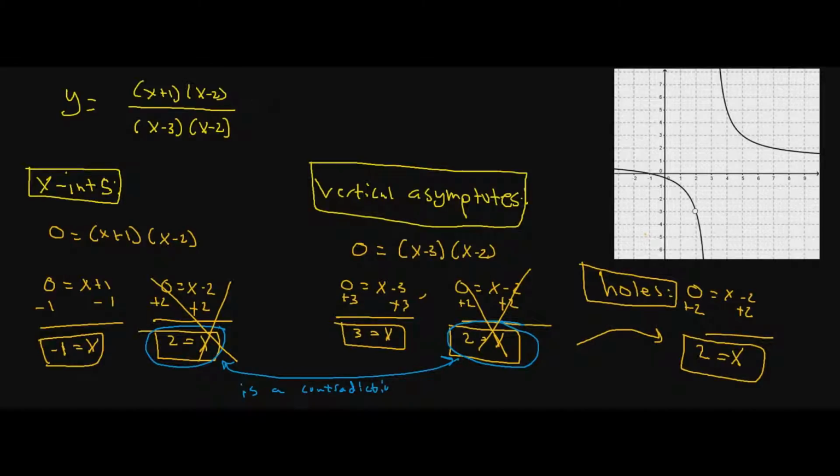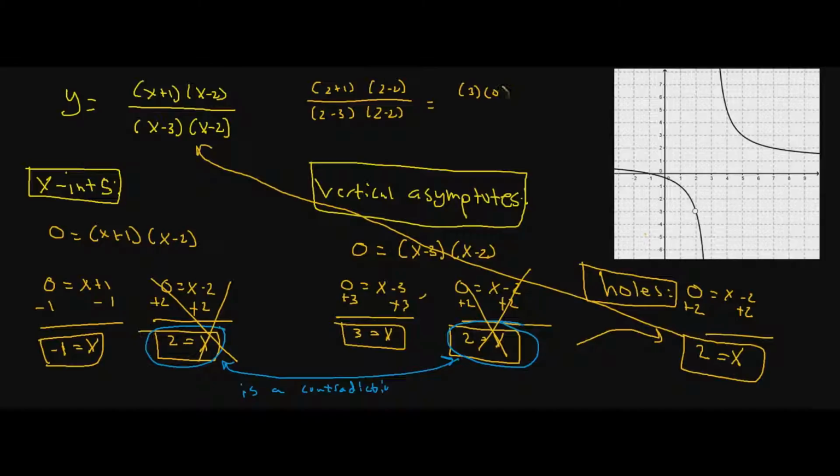And you can see, if I take the 2 and plug it back into my equation, I get 2 plus 1, 2 minus 2, all over 2 minus 3, and 2 minus 2. We get 3 times 0, all divided by negative 1 times 0. So 3 times 0 is 0, divided by negative 1 times 0, which is 0. You can see that we get a hole, essentially, when you get 0 over 0: your x-intercepts are 0 and your vertical asymptotes are 0, and this is a contradiction. This is where we end up getting a hole. At x equals 2, right over here, we have a hole.